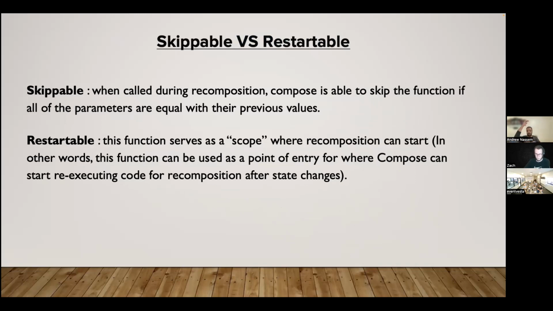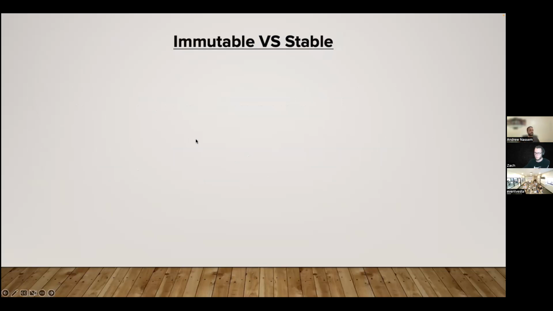So if we have a lot of composable functions, x, y, and z, where x is a parent and y and z are the children, we know that x doesn't have anything that needs to change, which means we're going to skip this one. But for y and z, we know they have a lot of stuff that might change, so we have to recompose those composable functions again.